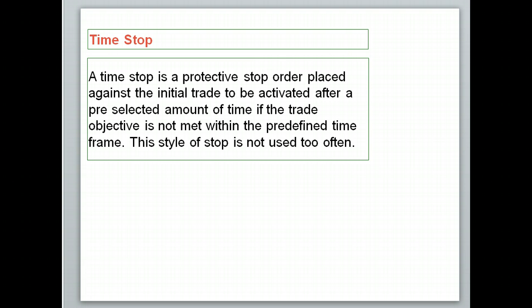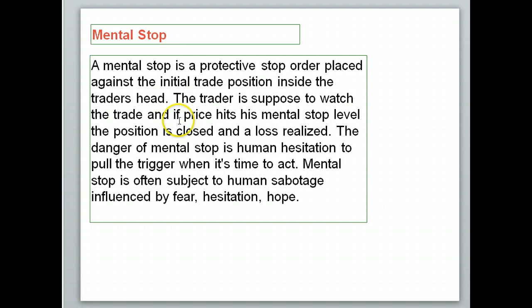Next type of stop, mental stop. Mental stop is oftentimes used, and it's a stop that you will keep in your brain. For example, if I buy at 20 and I tell myself I'm not going to put any physical stop order into the system, however, if price comes down to 17, I personally will close the trade.